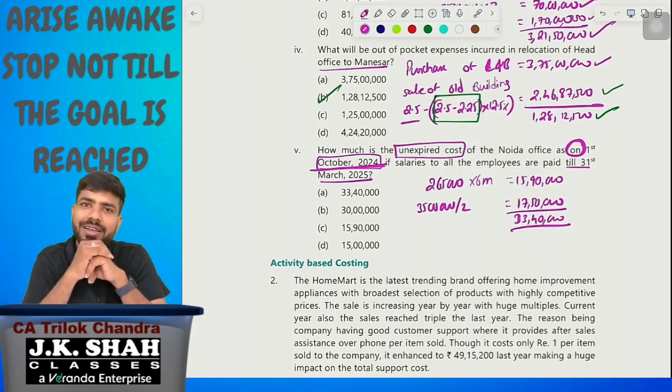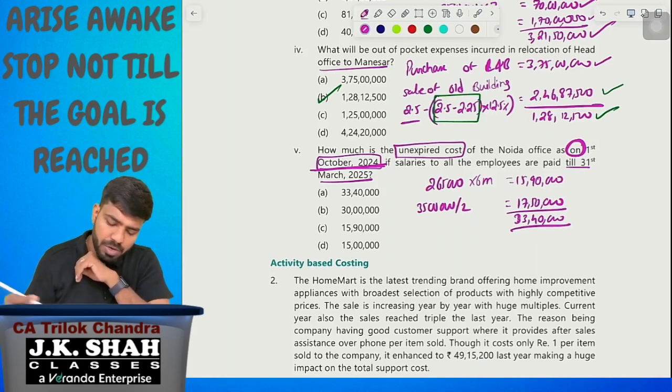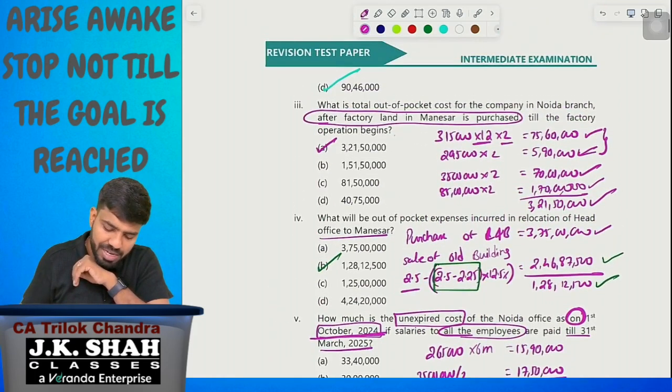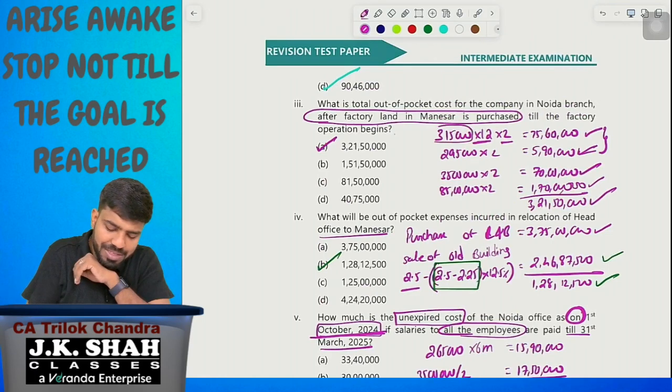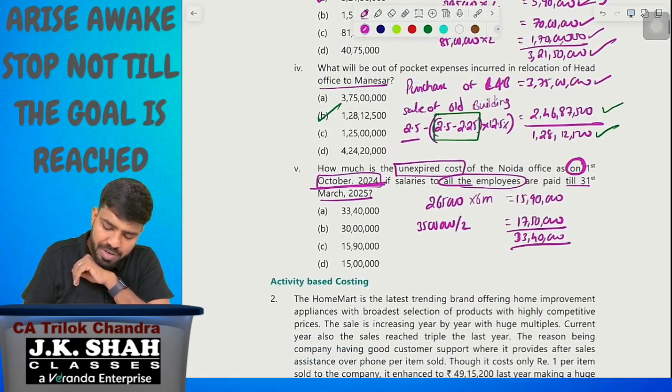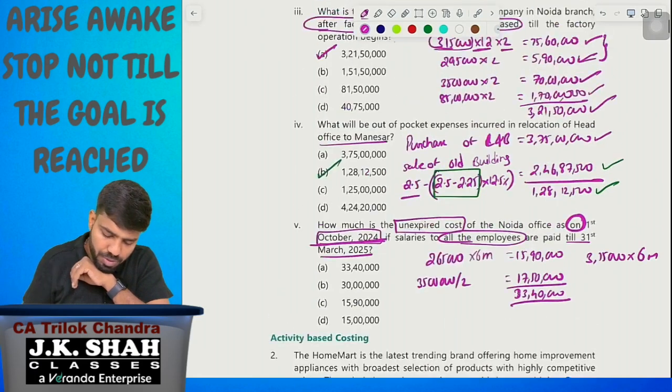Are you understanding? Okay, now look here. Two things. Number one, salaries to all the employees. Here we take it 3,15,000 per month. We can take 3,15,000 into 6 months. Or else you can take 2,65,000.